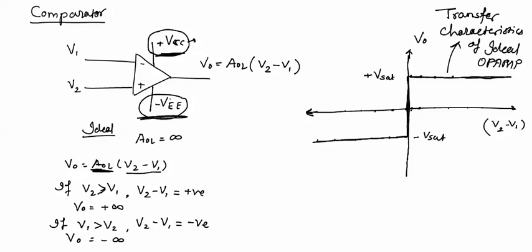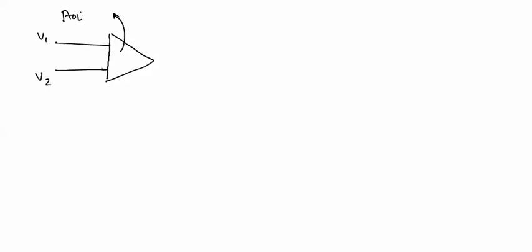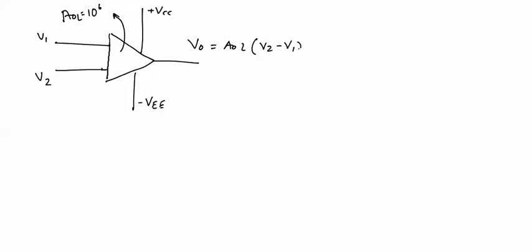Now, what if we have a practical operational amplifier? For a practical operational amplifier, its open loop gain will be limited. Suppose this is an operational amplifier with voltages V1 and V2, and we know that for a practical operational amplifier its open loop gain AOL is around 10 raised to power 6. It is not infinite, and these are the voltages plus VCC and minus VEE. Now if we write the expression for output, it will again be AOL into V2 minus V1, but there will be a little difference in the characteristics.